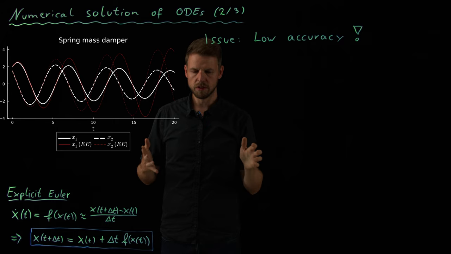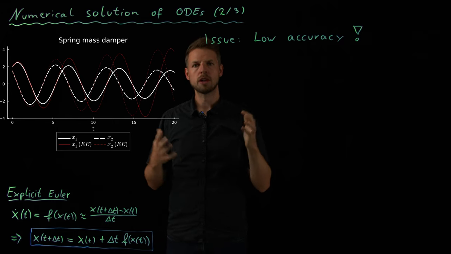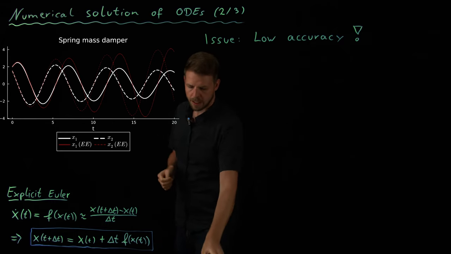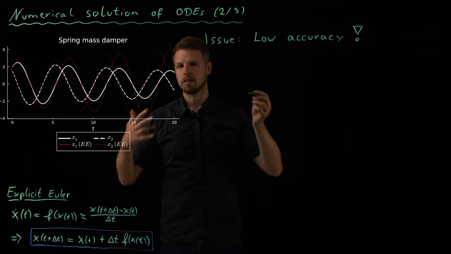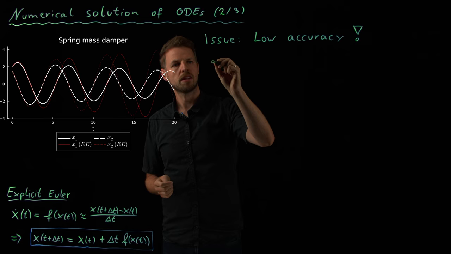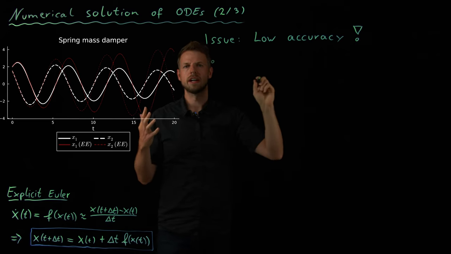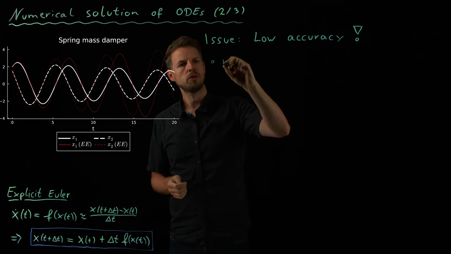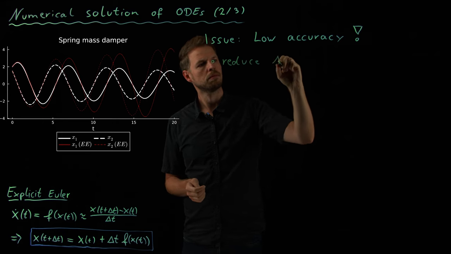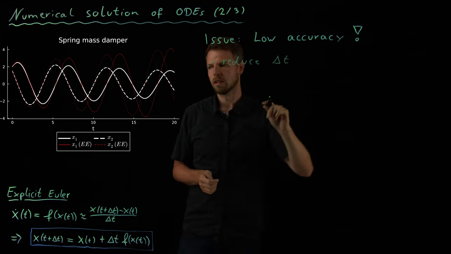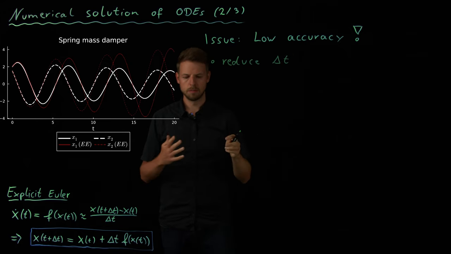And so this video is all about how to increase this accuracy. And there's several things we can do, okay? So first thing, one, it's quite obvious, I would say, is we can say, okay, if the accuracy is not sufficiently high, let's just reduce the time step. Okay, so quite simple thing to do.